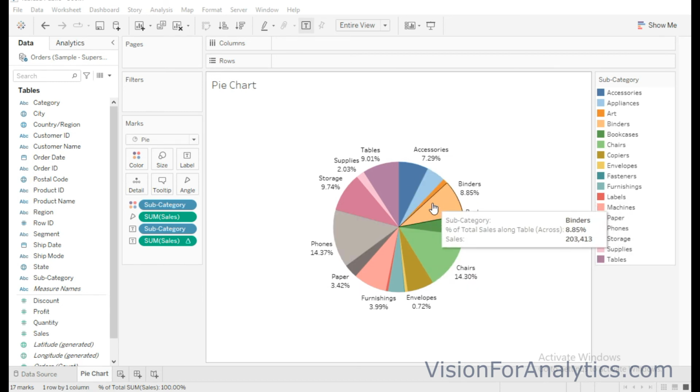So you can also format this pie chart. You can change the colors in this pie chart from this colors legend.